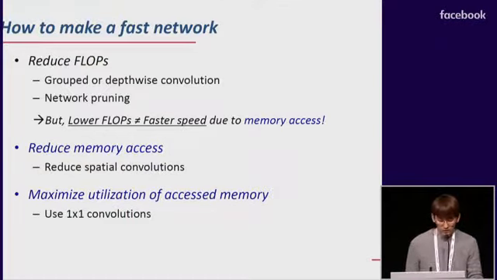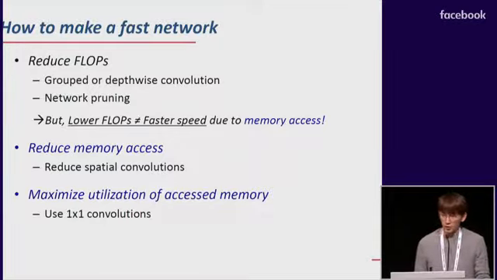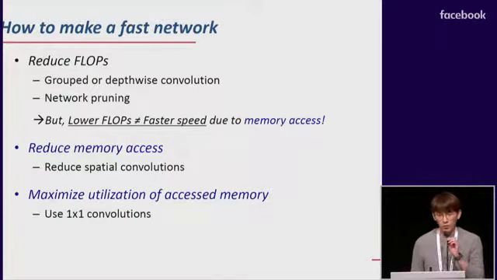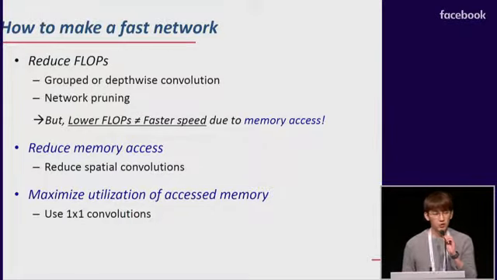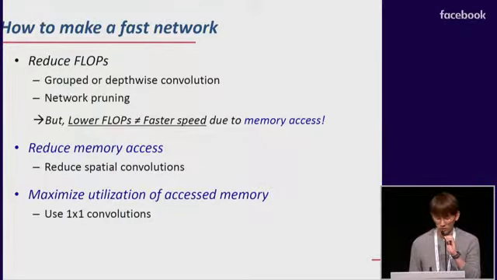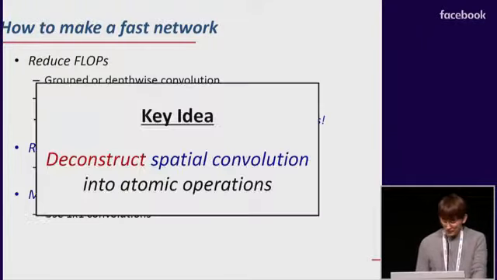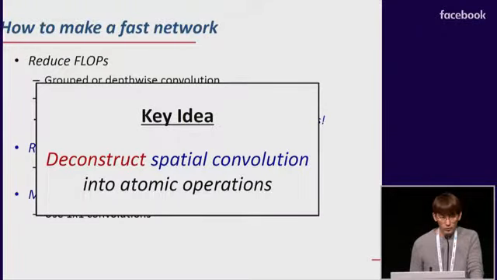Here are the two strategies. First, reduce the memory access itself by removing spatial convolutions. And once the memory is accessed, it should be utilized for many calculations. It can be done by computationally dense operations like one-by-one convolution. To achieve this goal, we deconstructed spatial convolution into atomic operations.